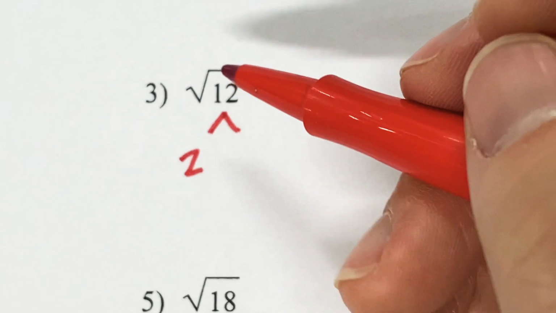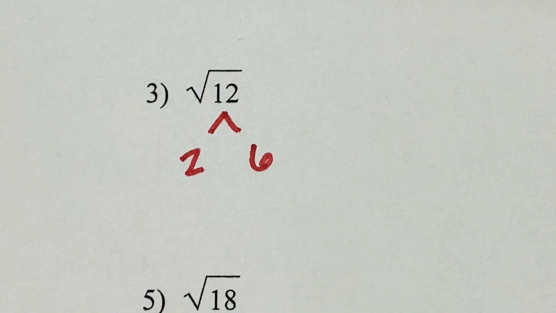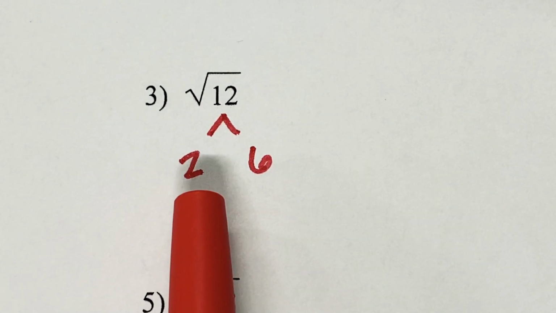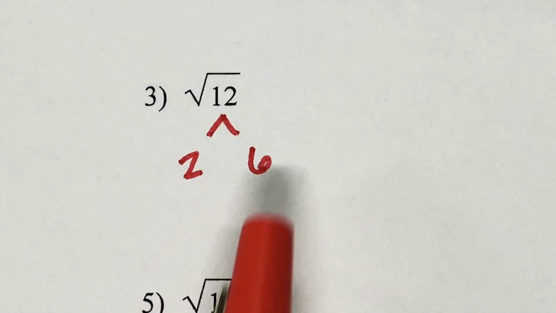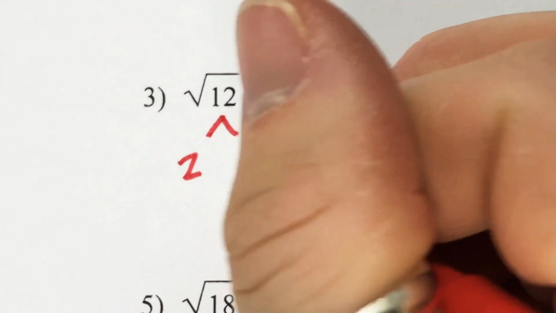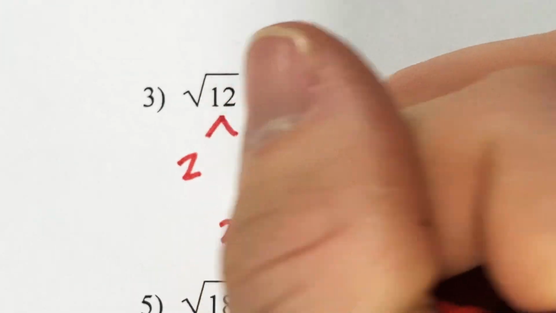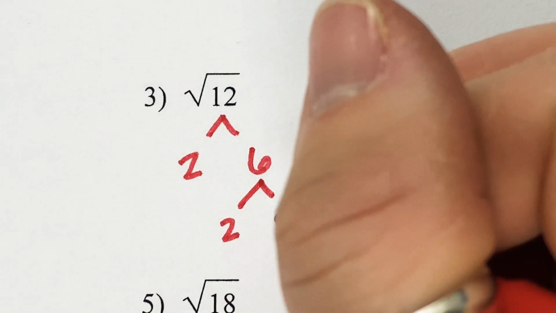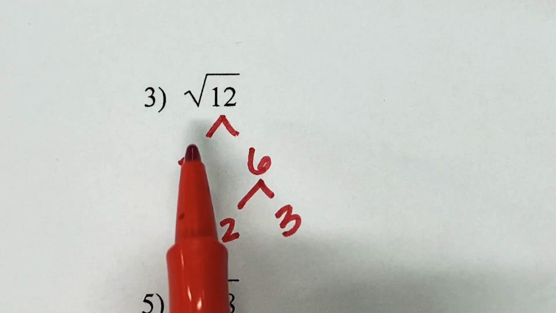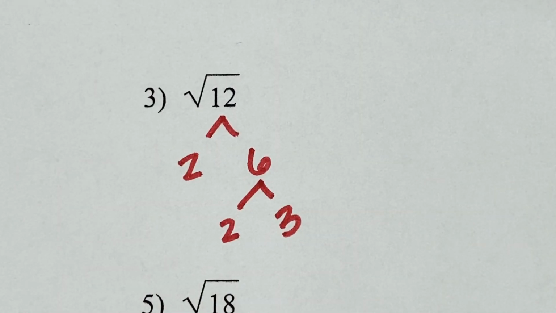12 divided by 2 is going to give me 6 on that side. 2 is as broken down as it'll go, but I can still divide 6. How am I going to divide 6? It's even again, so I can divide it by 2, and that's going to give me 3. All of these numbers are as broken down or divided as they can be.